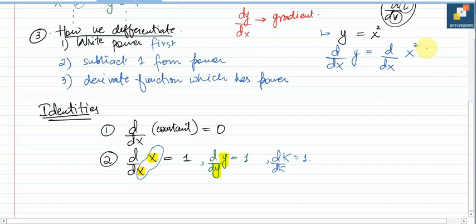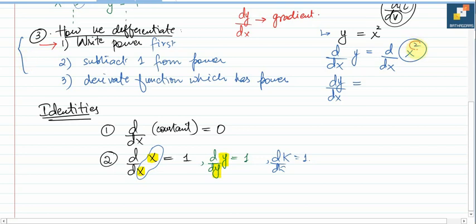Alright, at first I applied d by dx on both sides. On the left side it will be dy by dx, that is unknown which we are looking for. If you observe the right side, now we need to apply those formulas here. How to differentiate a function? So the first step is write down the power.